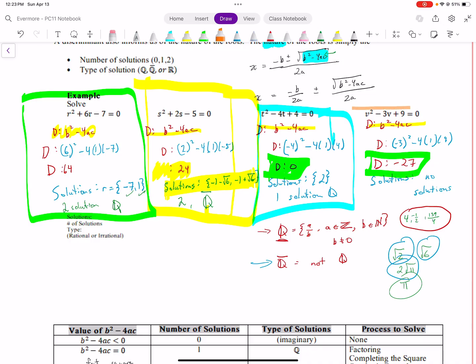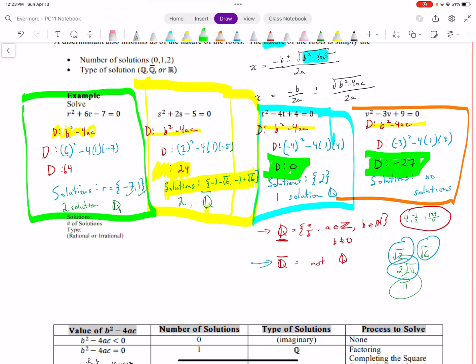Last but not least, the fourth example. If I calculate the value of my discriminant, the value of my discriminant was negative 27, pardon me.